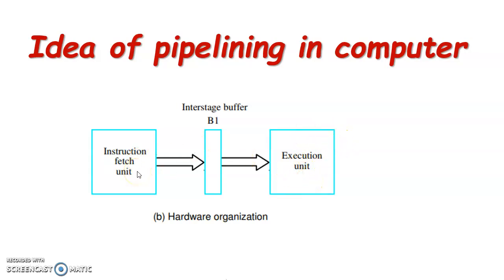The instruction fetch unit fetches instructions and the fetched instructions are loaded into an interstage buffer, say B1, and the execution unit can execute the instruction that is already loaded in the interstage buffer B1. This buffer helps the execution unit to execute the instruction while the fetch unit is fetching the next instruction. The results of execution of the instruction are returned to the destination location specified by the instruction.